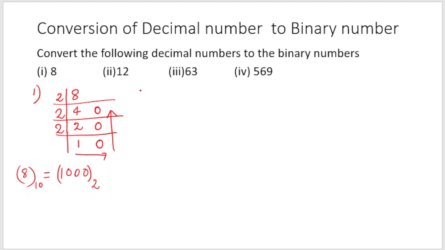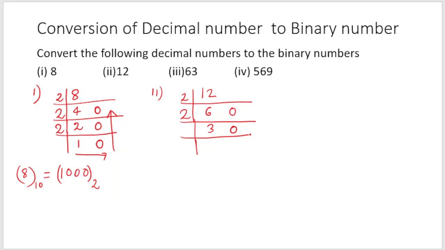So here I have the number 12. I will write 12 and repeat the same process. I will divide 12 by 2. If I divide 12 by 2, the quotient will be 6 and the remainder will be 0. Then again I will divide 6 by 2, the quotient will be 3 and the remainder will be 0.